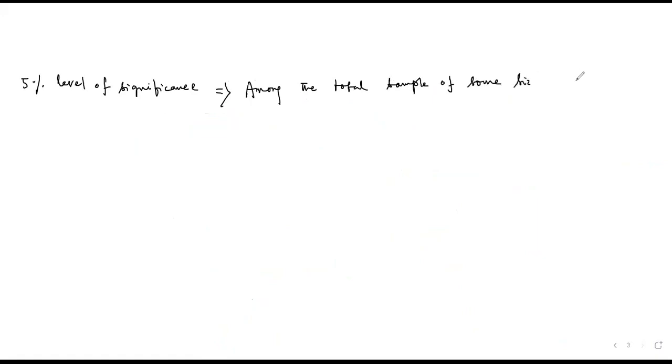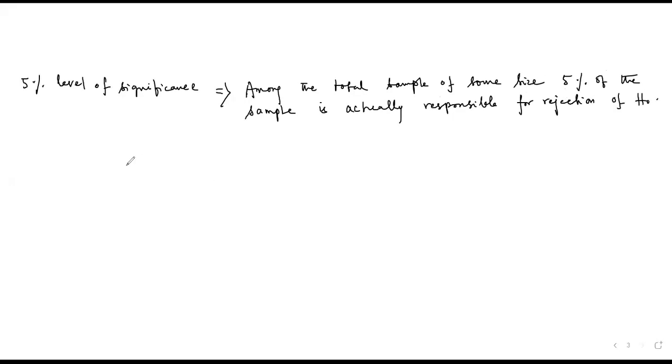So what is level of significance giving me? 5% level of significance, this term that I'm using, means that among the total sample of some size, 5% of the sample is actually responsible for rejection of H0. Similarly, you can define 1% level of significance also.